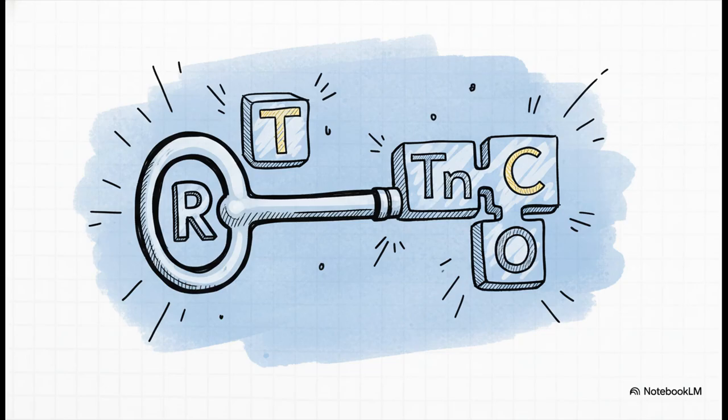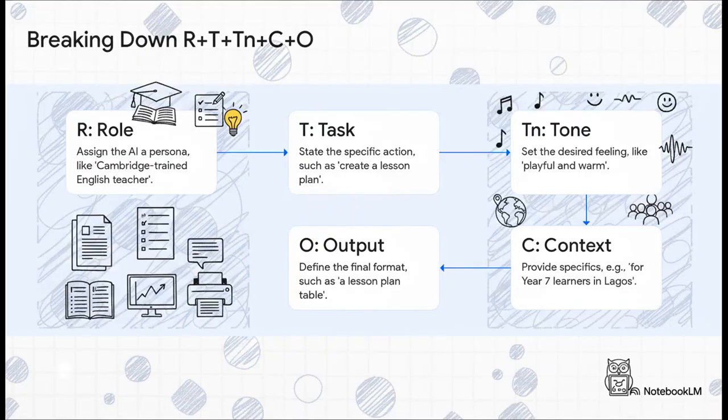So here it is. The whole thing boils down to just 5 letters: RT CNO. Think of this as your secret code, your cheat sheet to take all the guesswork out of writing great prompts. All right, let's quickly run through what these letters mean. First up, R is for role. Who do you want the AI to be? A historian, a poet? You decide. Next, T is for task.